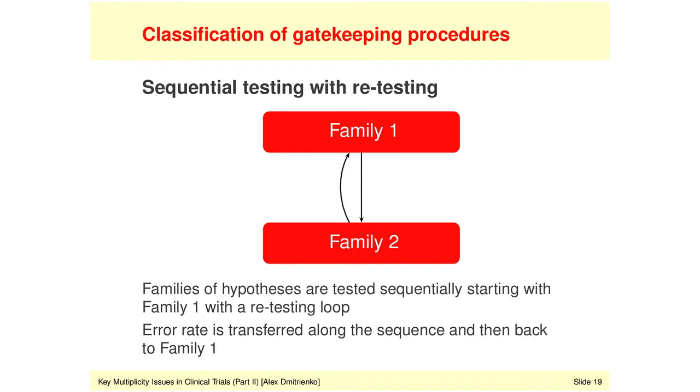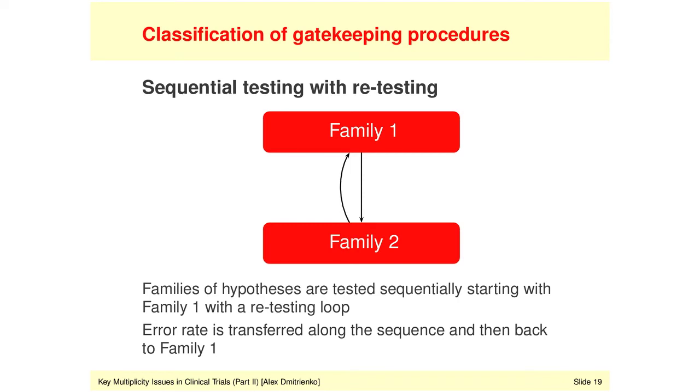The simple sequential testing strategy can be enhanced by including a retesting loop, which is illustrated in this diagram. As you see on this diagram, we have the same two families, labeled family 1 and family 2, and there are two arrows that connect those families.